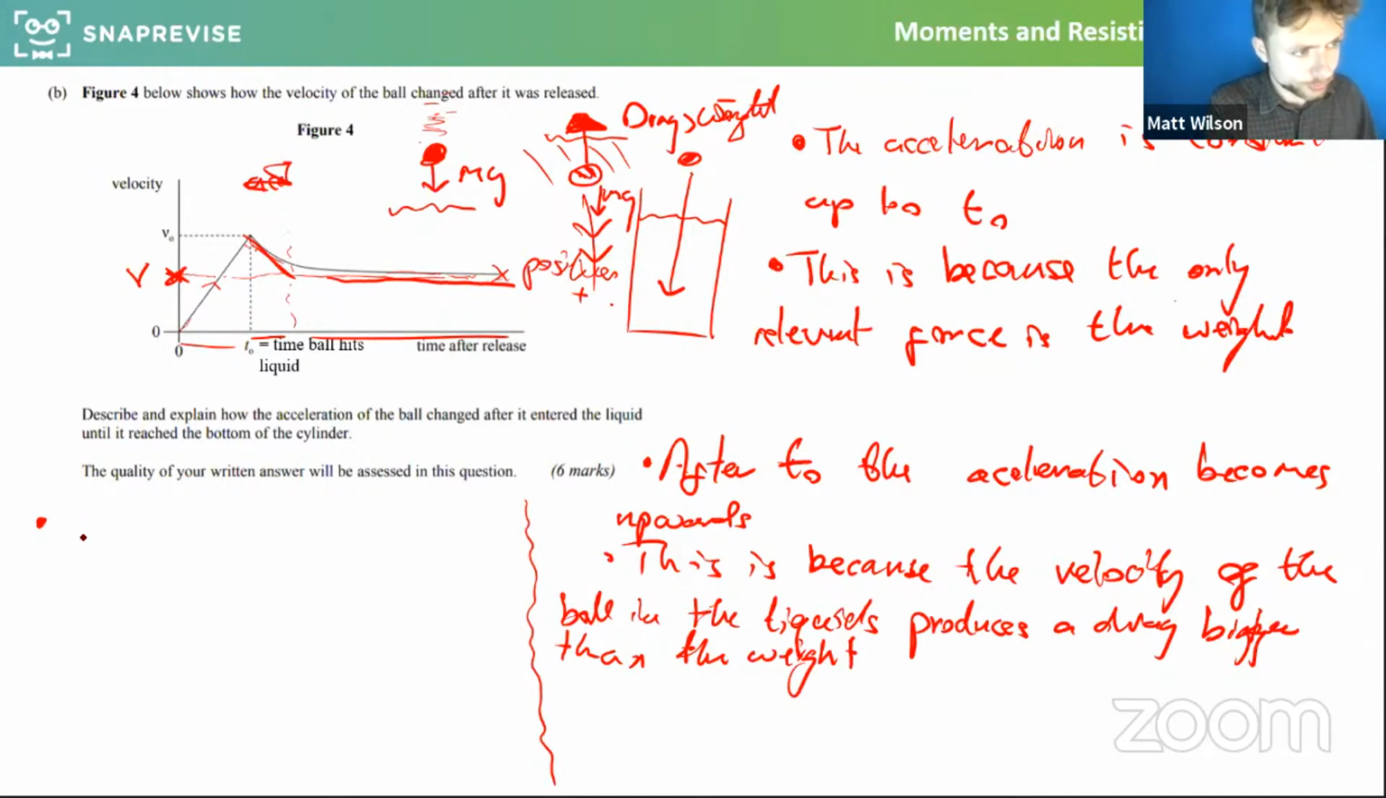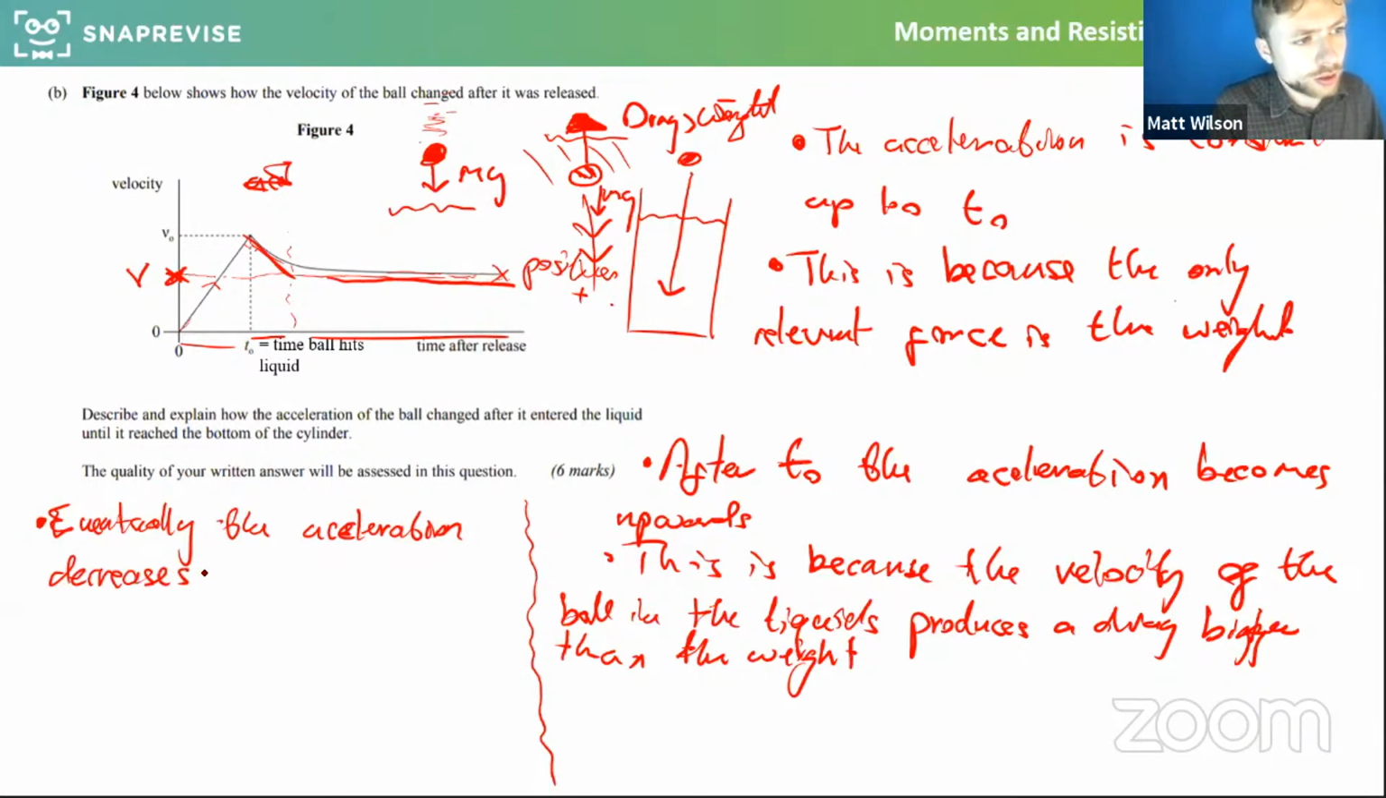So eventually, the acceleration decreases until it is 0. Well, we saw this happen before. Yeah, this was the terminal velocity story.